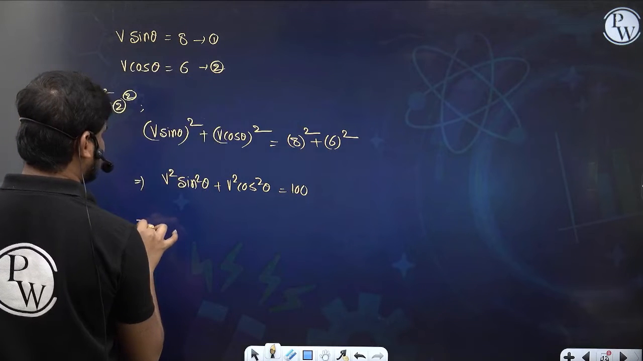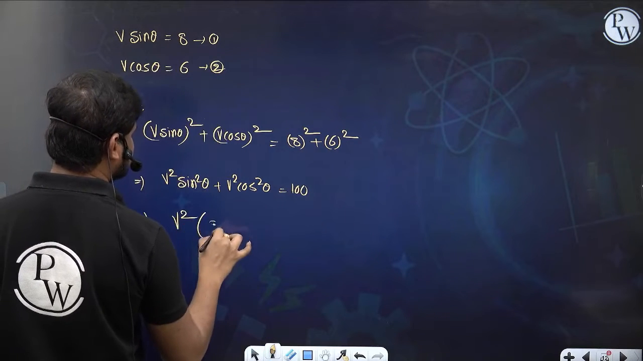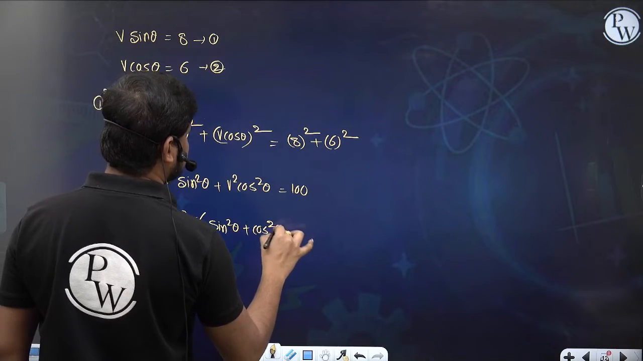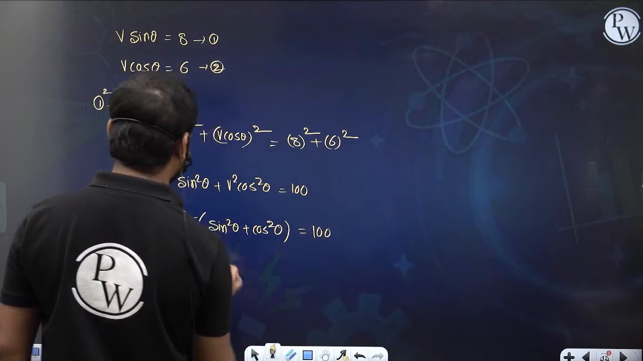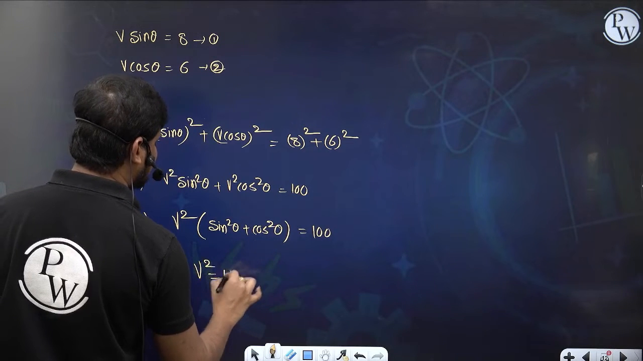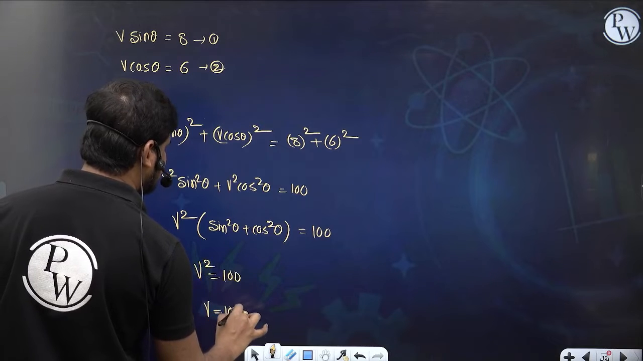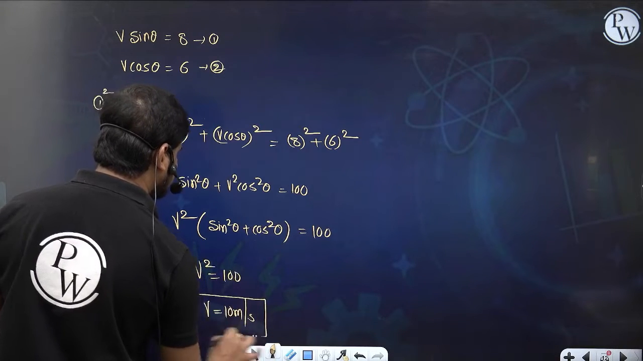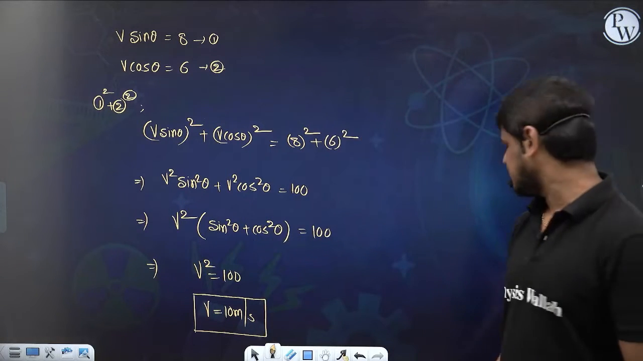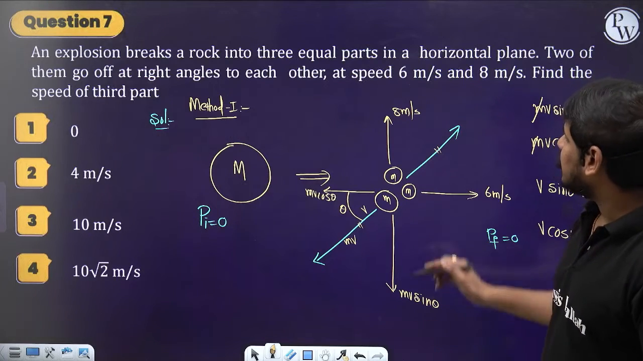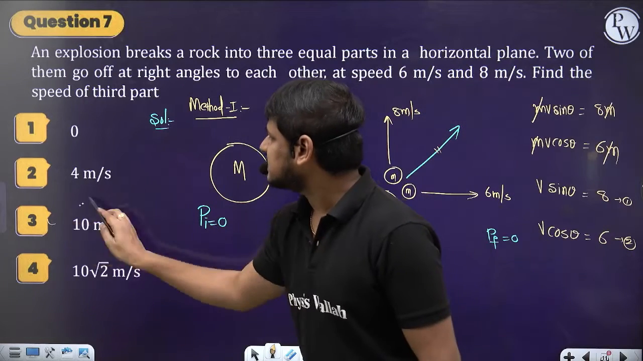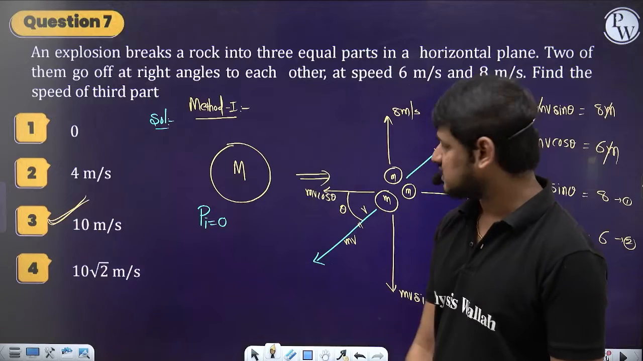From here, you can take out V square common, which comes out to be sin square theta plus cos square theta, which is equal to 100. This value we know is 1, so therefore V square is equal to 100. So from here, V is equal to 10 meter per second. That's it. Understood, guys? Clear? So that means the third particle should have the velocity of 10 meter per second. Option C is the correct one.